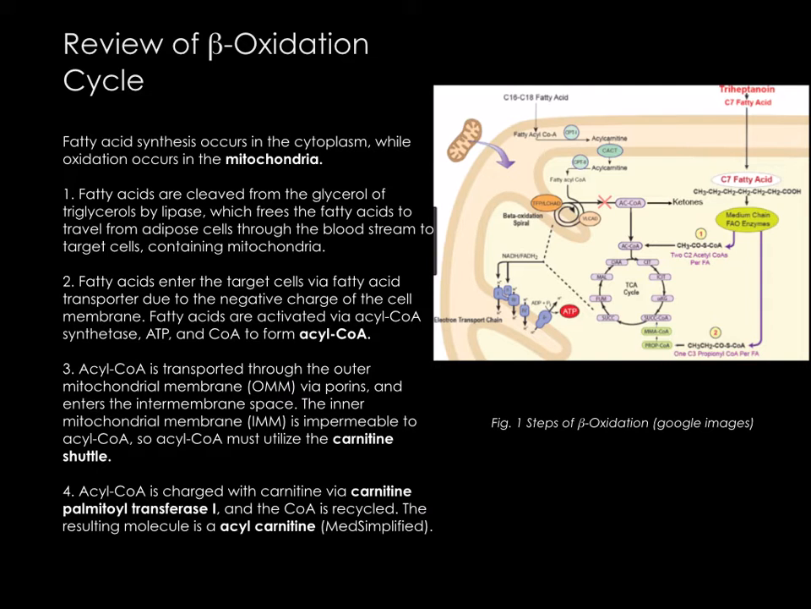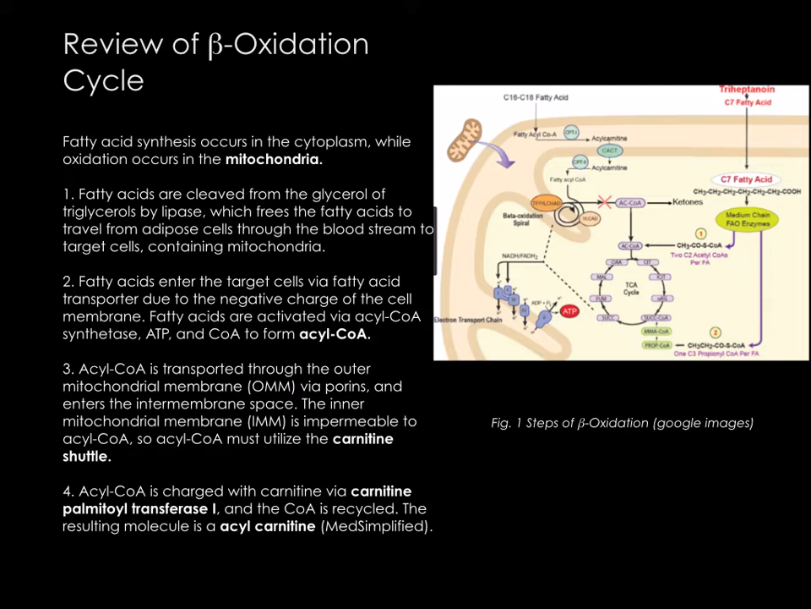Fatty acids are going to enter the target cells via a fatty acid transporter, and this transport is necessary because the cell membrane is negatively charged. Fatty acids are then activated via acyl-CoA synthetase, ATP and CoA, to form a molecule that's called acyl-CoA. Now, acyl-CoA is transported through the outer mitochondrial membrane via porins. Acyl-CoA is then going to enter the inner membrane space and then cross the inner mitochondrial membrane. However, it can't just cross because the inner mitochondrial membrane is actually impermeable to acyl-CoA. So acyl-CoA is going to have to utilize something called the carnitine shuttle.